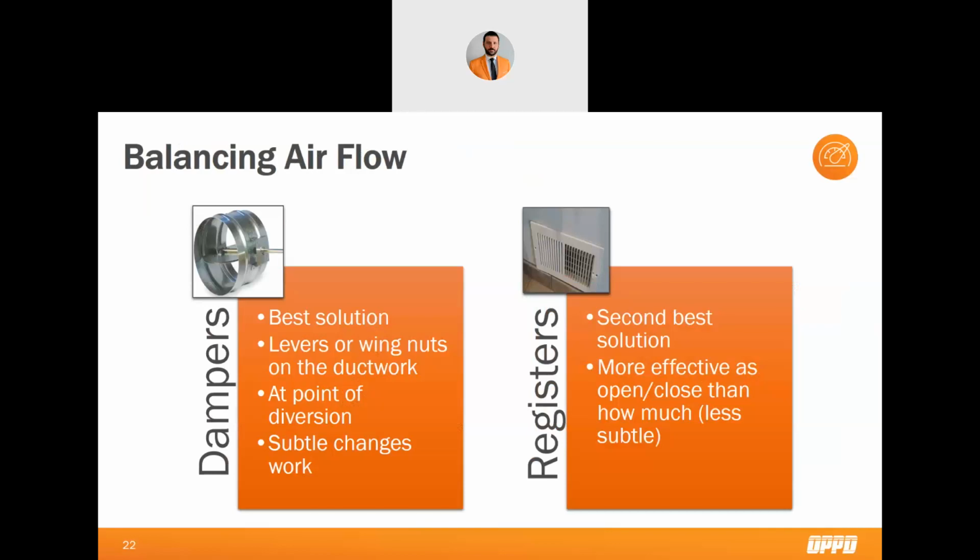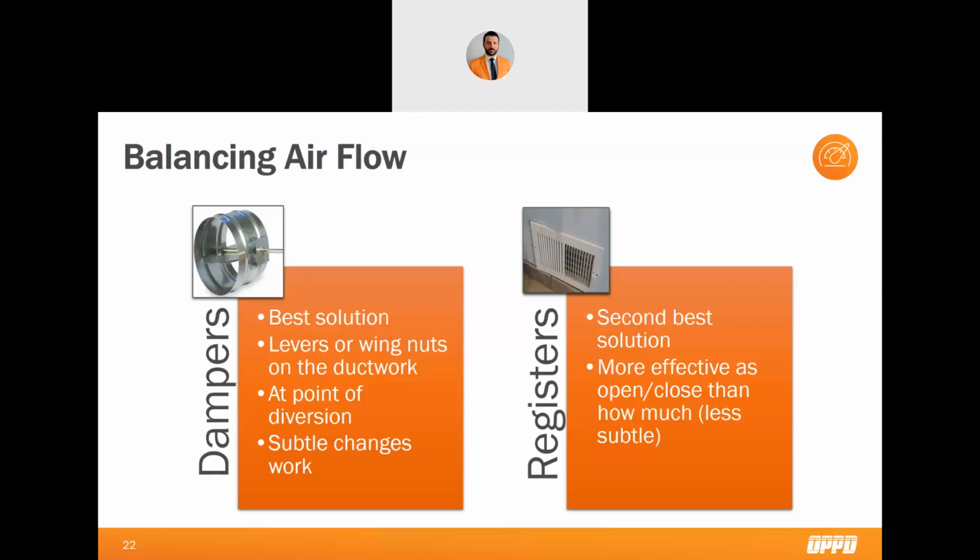The two main methods for balancing airflow in the home come down to either using dampers or using registers themselves. Dampers are placed directly inside the ductwork. They act like doors you can open and close to allow air to flow into that particular takeoff, which feeds to a room in the house. These are the best solution to balancing airflow. Their effectiveness is due to their being placed closer to the source of air versus registers.